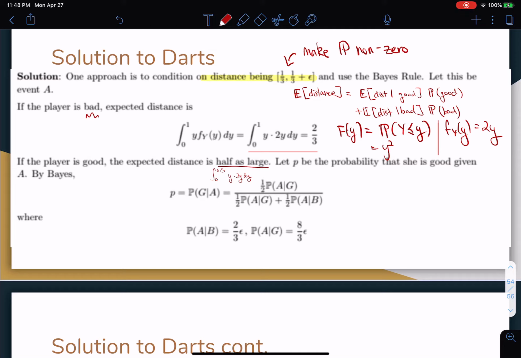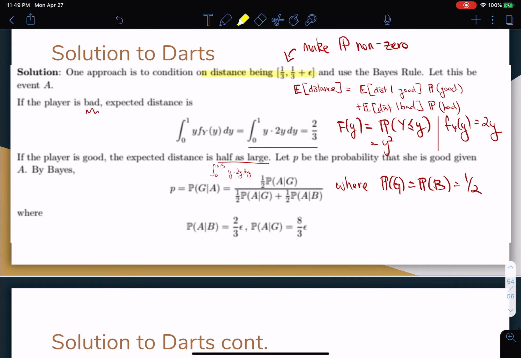1/2 times probability A given G, where 1/2 comes because, sorry, not probability A, the probability that the player is good is equal to the probability the player is bad is equal to 1/2. There's a prior, and a posterior is going to be this entire expression, and we just have to fill in the gaps. So we need to find this and this, A given G and A given B.